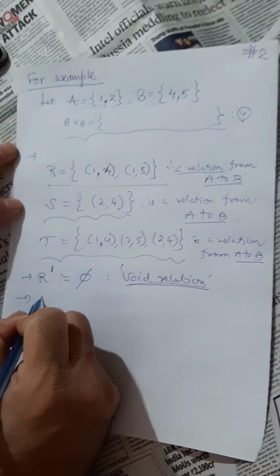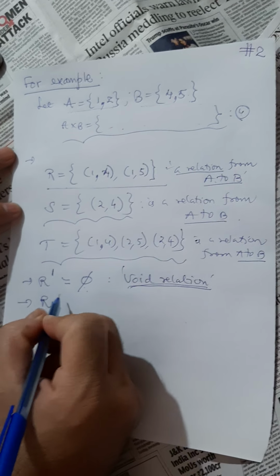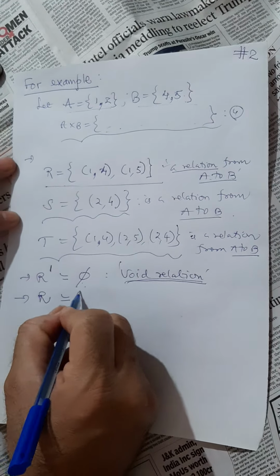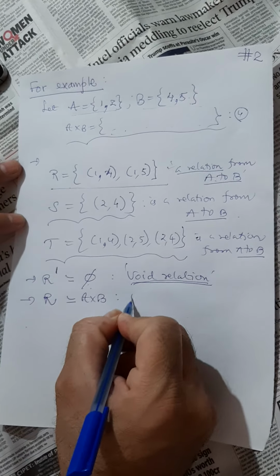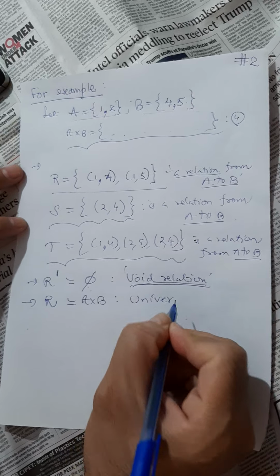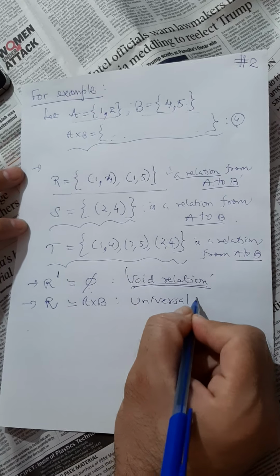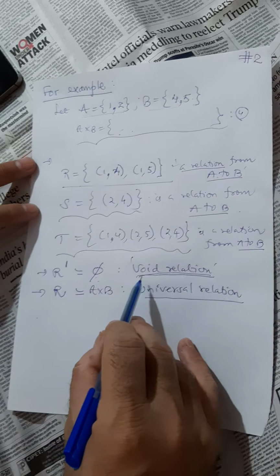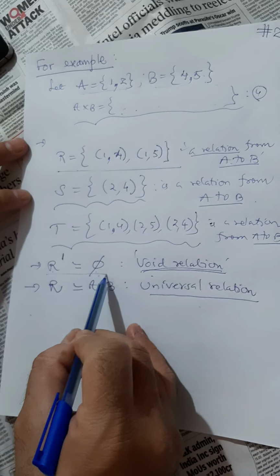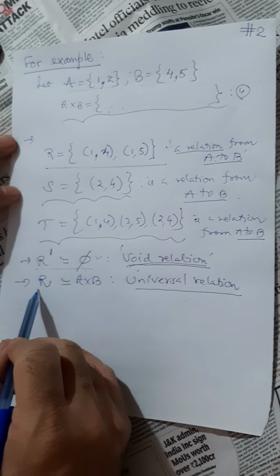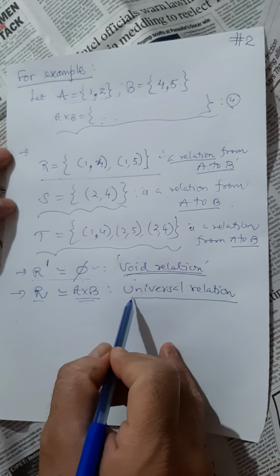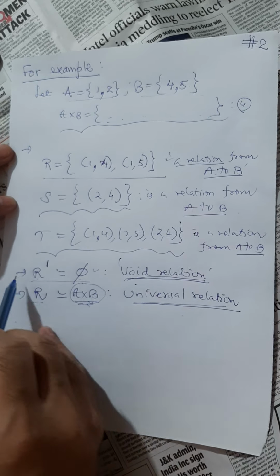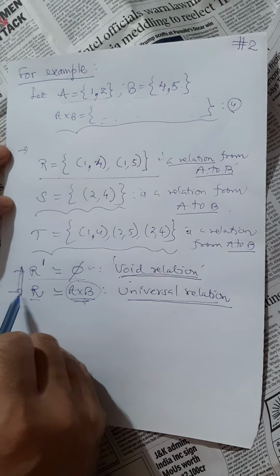One more. Let me write, for example, again R equals, I'll take all four ordered pairs, that is A cross B itself. So this is called a universal relation. So these are the two special cases. Void relation means a relation consisting of no ordered pairs. Universal relation means it consists of all ordered pairs of A cross B, that is A cross B itself. So these are the two special relations.